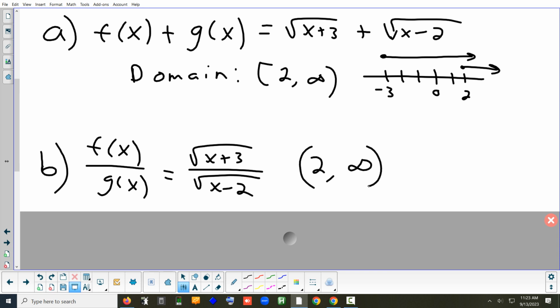Is there any question on the difference between the domain in the first one and the second one? It's a small difference, but if you accidentally put the bracket instead of parenthesis here, it would be wrong, because that's not the right domain.